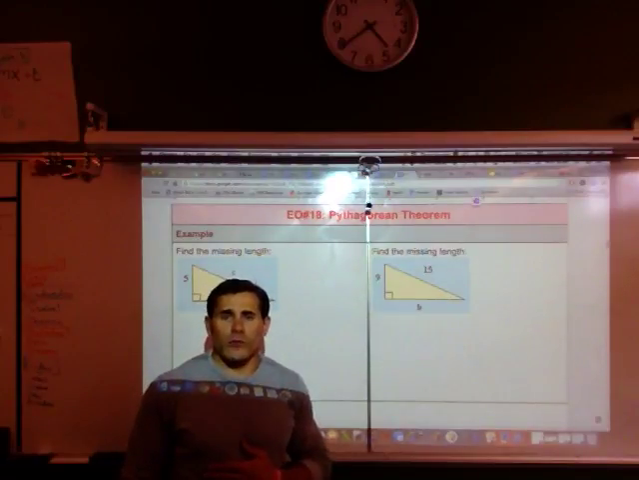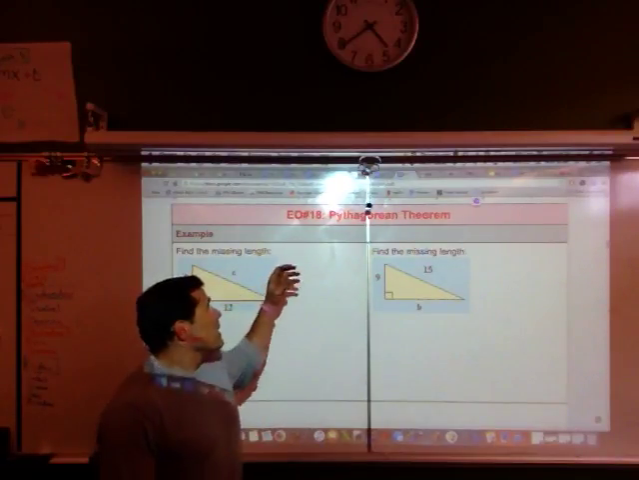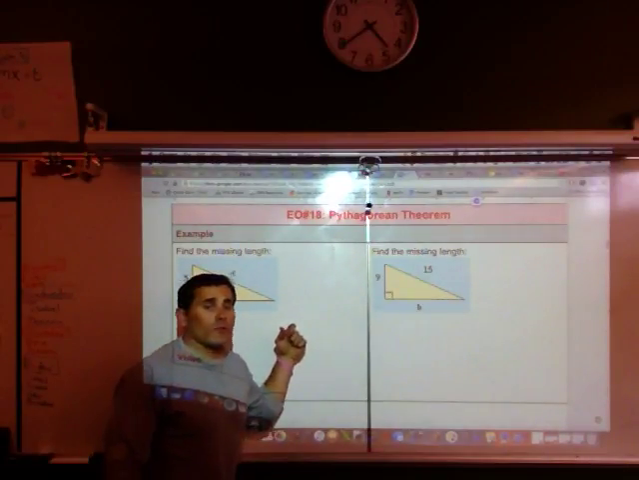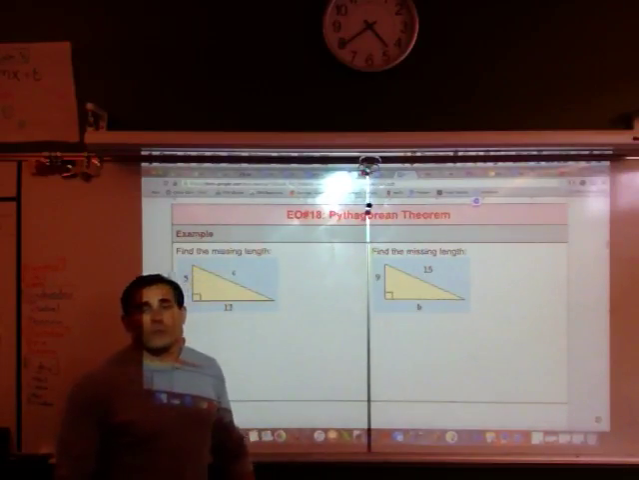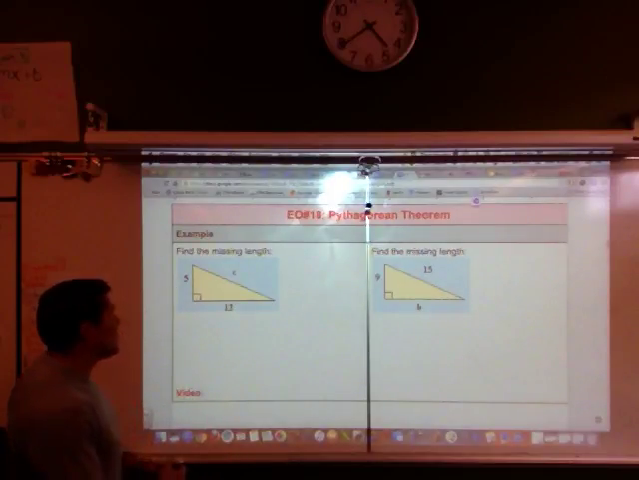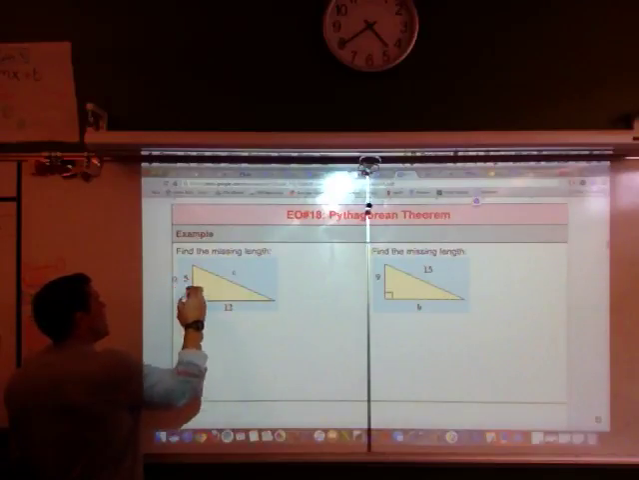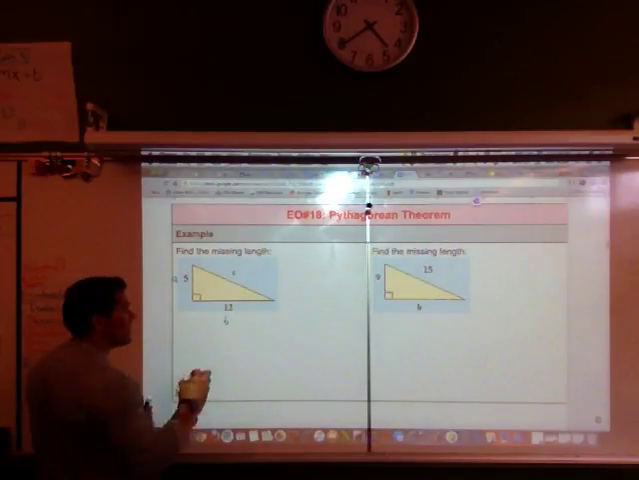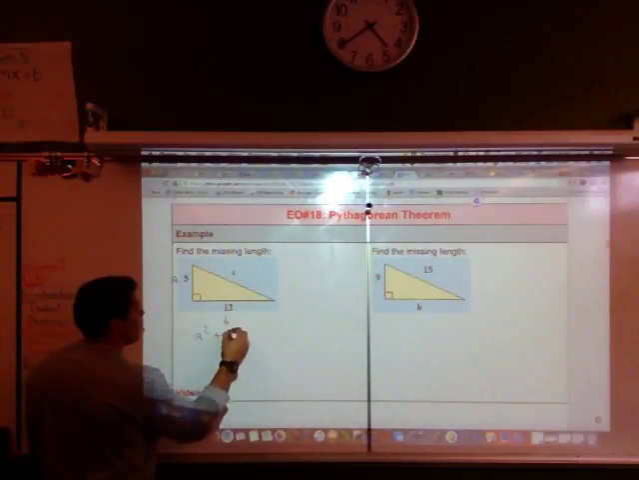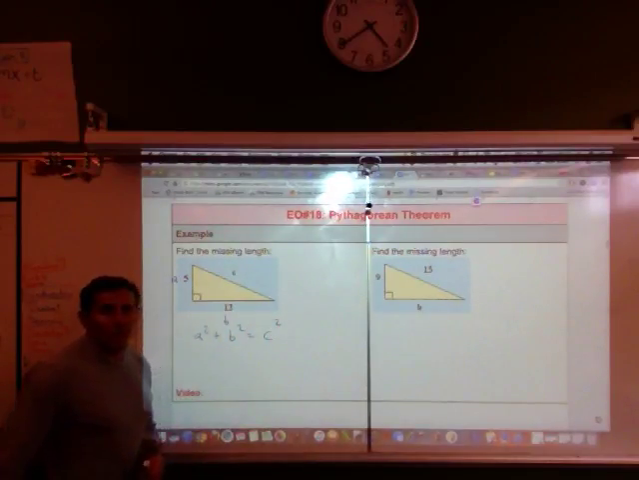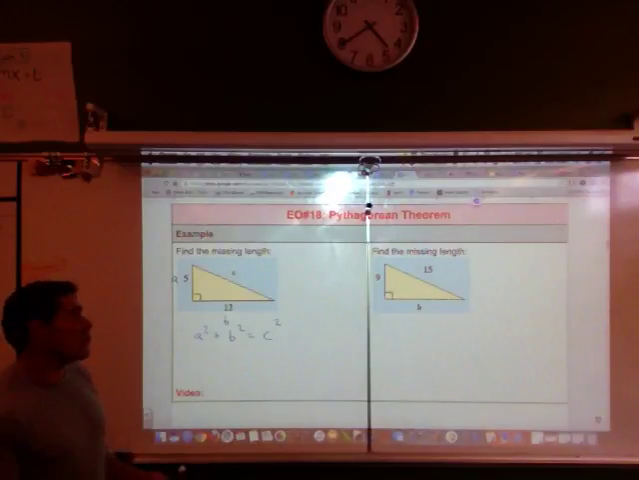For Chapter 9, Angles in Pythagorean. This EO is EO 18, which is the Pythagorean Theorem. So we're going to solve these two problems using the Pythagorean Theorem, which does state that if I have a right triangle, side lengths A, B, and C, A squared plus B squared equals C squared. So I'm going to use that to solve these problems.